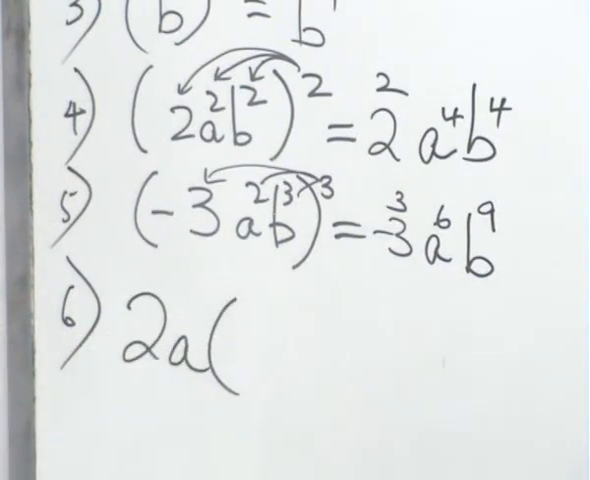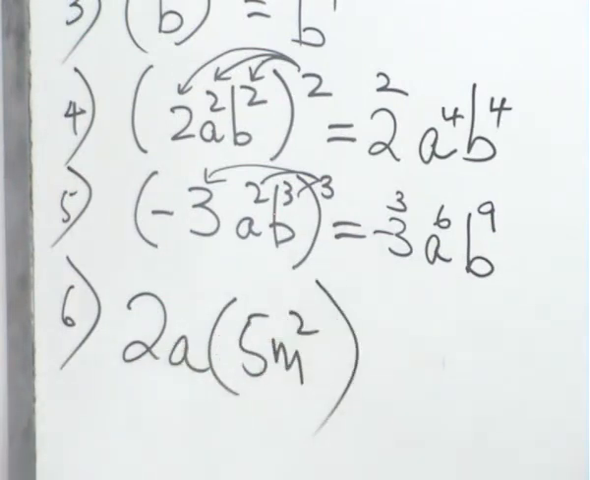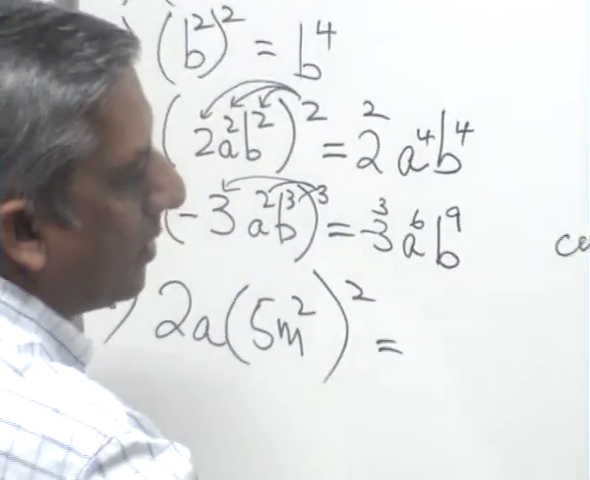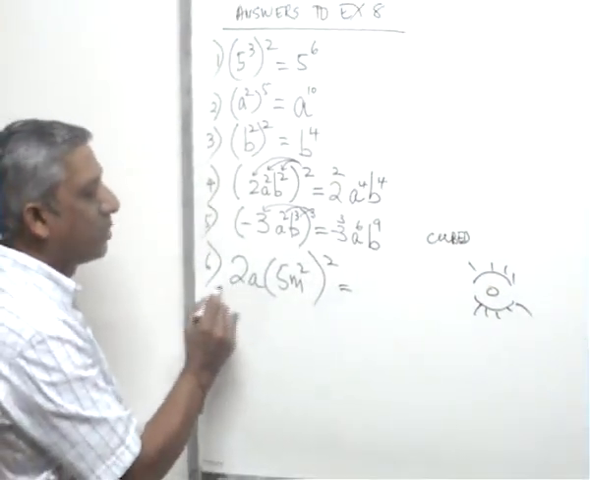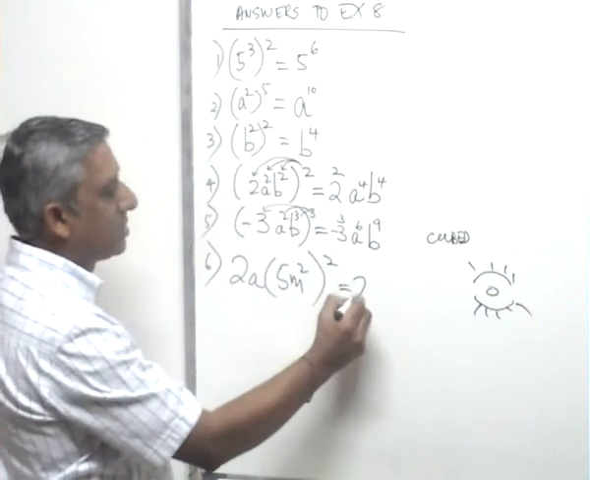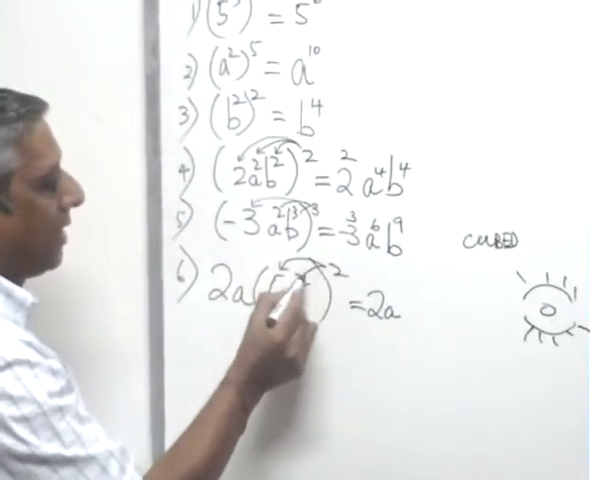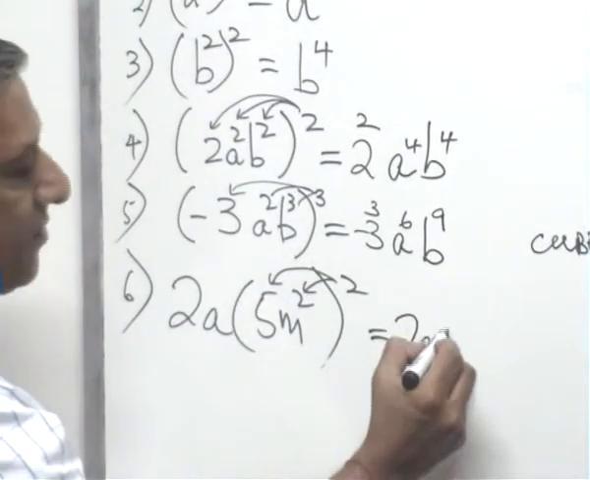2a, open bracket, 5m squared, close bracket, to the index 2. Now, when you study this example carefully, like I told you earlier on, you must have good eyes in maths. You can see that this is not affected by the power to power rule at all. So this is 2a, just like that. Then the 5, and that power goes to 5. So it will be 5.